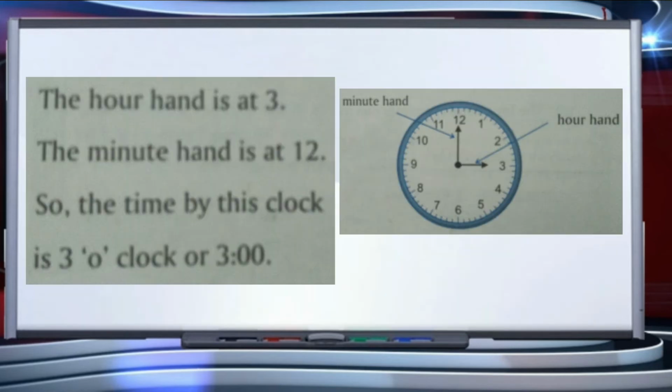The hour hand is at 3 in the clock and minute hand is at 12. So the time by this clock is 3 o'clock, or we will write 3:00. This is the time 3 o'clock in the clock. That means the time by the clock showing is 3 o'clock.